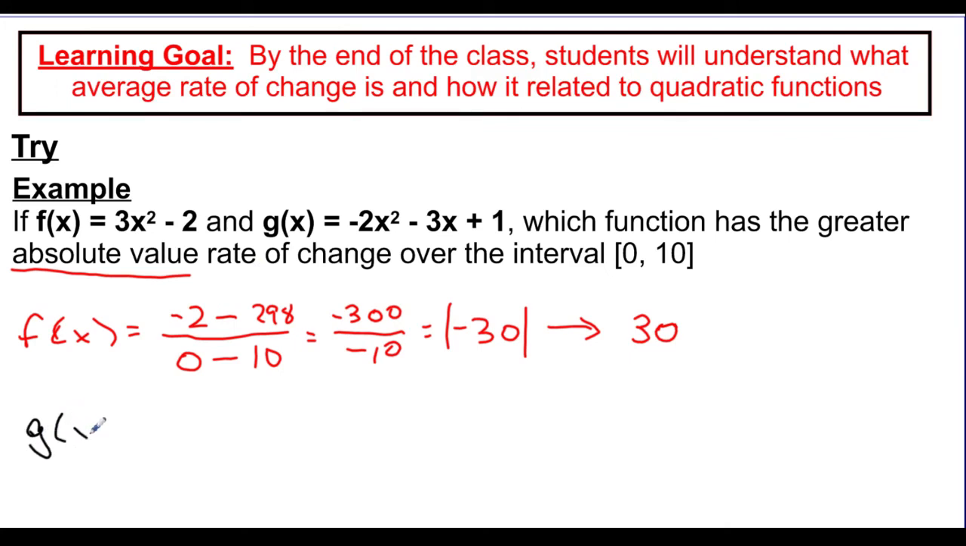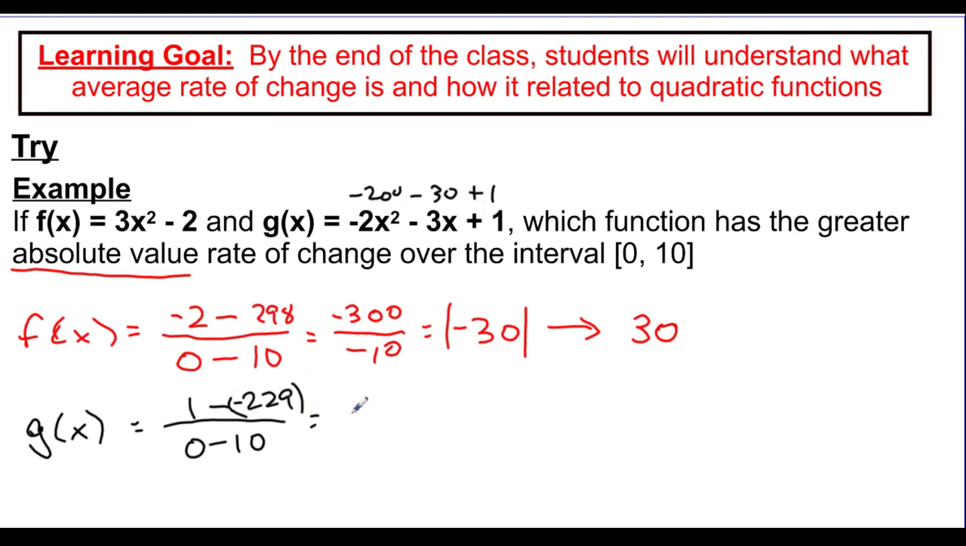So for g of x, same idea. I'm going to say 0 minus 10 on the bottom because that doesn't change. Okay, I'm going to plug the 0 into the function. When I plug in a 0 here and here, these both cancel, and I just get the 1. Okay, when I plug in the 10, it's going to look like 10 squared, which is 100, so this becomes negative 200, minus 30 plus 1. So that's negative 230 plus 1, which is negative 229. Okay, again, when I subtract these, I'm going to get 1 minus 229. I'm sorry, that's negative 229.